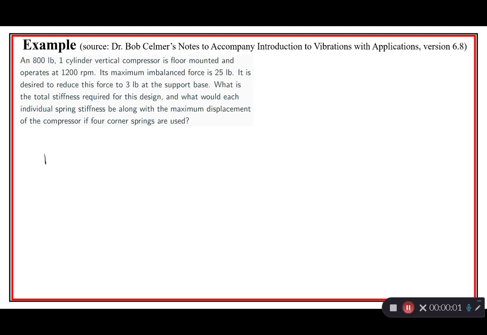Continuing on week 9, we have some more examples from Dr. Bob's notes to accompany Introduction to Vibrations with Applications. I'll leave out the one. There should be a one right here.